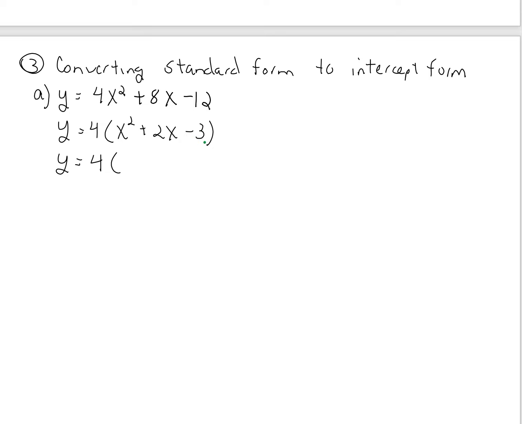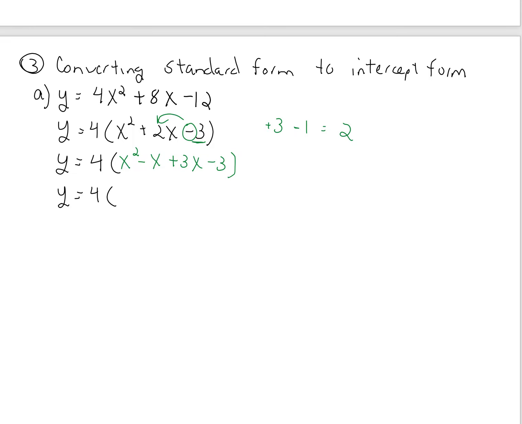So first thing I know is I need the factors of 3 that subtract to equal a positive 2. So the only factors of 3 are 3 and 1. And the only way I can subtract these numbers to get a positive 2 is I take a positive 3 minus 1, and that's going to give me a positive 2. So I'm going to replace this 2x term with a minus x plus a 3x. And then I'm going to factor this using factoring by grouping.